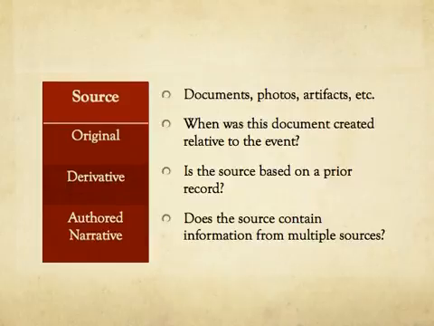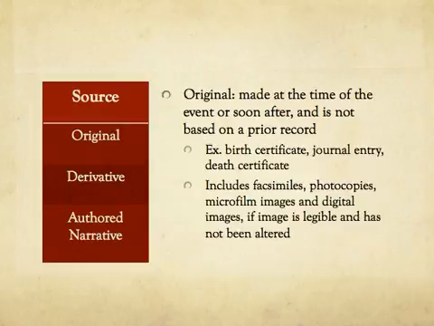We will start with classifying sources. A source is the document, photo, or artifact that you are physically holding in your hand or viewing on the computer or microfilm reader. Sources will be classified as original, derivative, or authored narrative. In order to determine these classifications, we want to consider these questions. When was this document created relative to the event? Is the source based on a prior record? Does the source contain information from multiple sources?